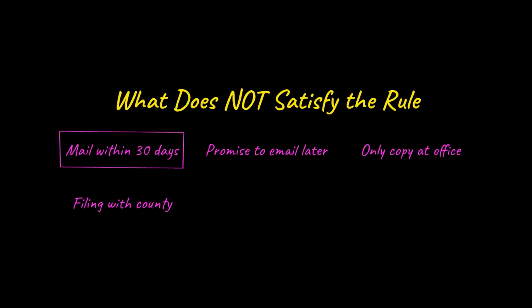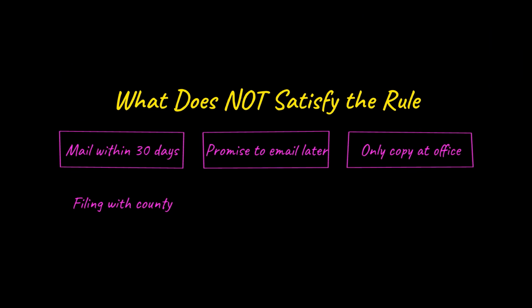Without an immediate copy, a signer has no way to confirm the terms, check critical dates, or seek advice while the details are still fresh. Handing over the copy on the spot keeps the consumer on equal footing with the brokerage. Four common substitutes all fall short. Mailing within 30 days, promising to email it later, keeping the only copy at the office, and filing the document with the county are each irrelevant. None of them replaces placing a copy in the signer's hands at signing.